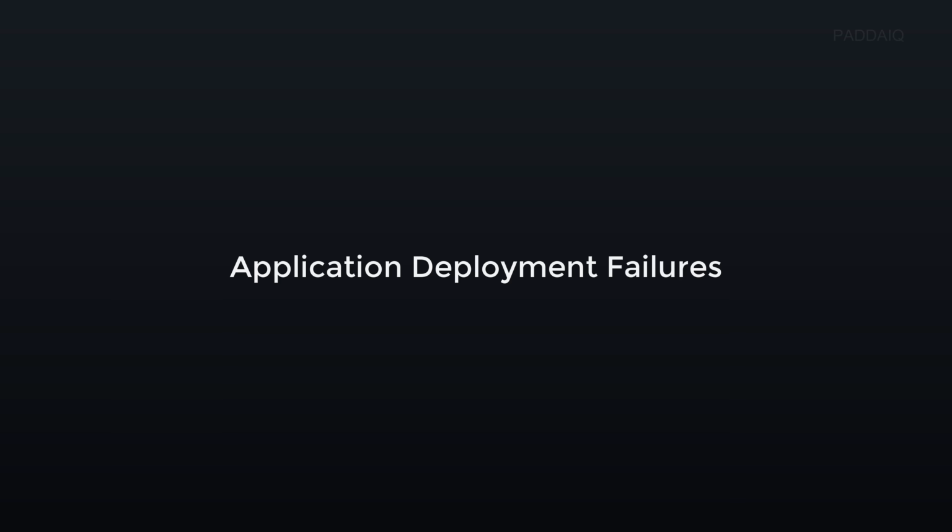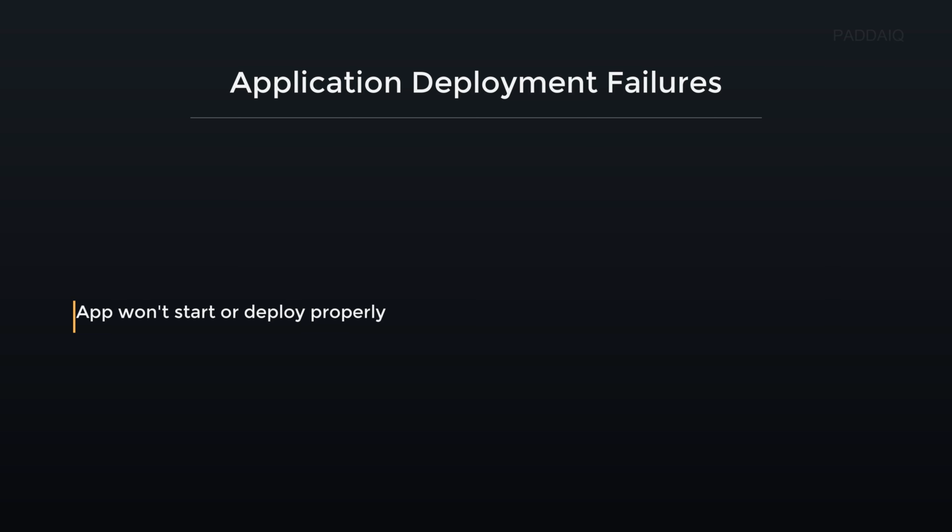Application deployment failures and their resolution strategies. App will not start or deploy properly. This means your application fails during the deployment process or crashes immediately after. For example, a missing dependency in your project configuration causes the build to fail. Always check your deployment logs first to identify and resolve such issues quickly.